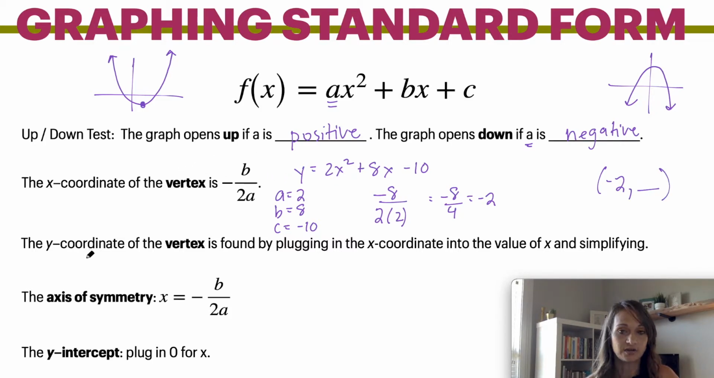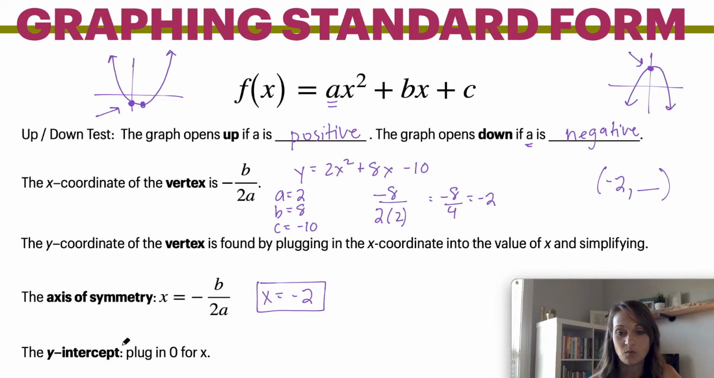The y coordinate is found by plugging in the x coordinate. So if I plug -2 back into this equation, I will find the y value of my vertex. The axis of symmetry is always going to be x equals my x coordinate. In this case, my x coordinate is -2, and so that becomes my axis of symmetry. The y-intercept is where it crosses the y-axis. So for example, it crosses the y-axis there, and then it crosses the y-axis there at this point.